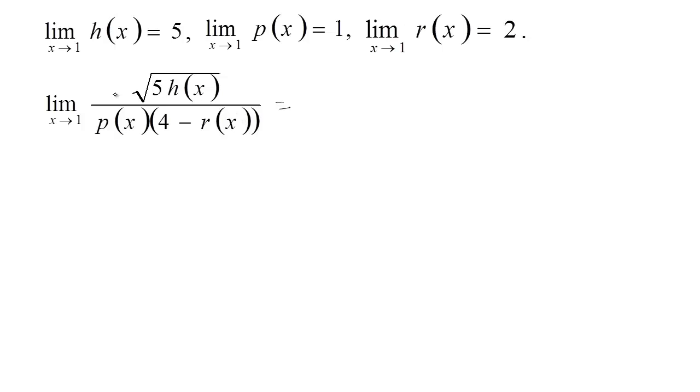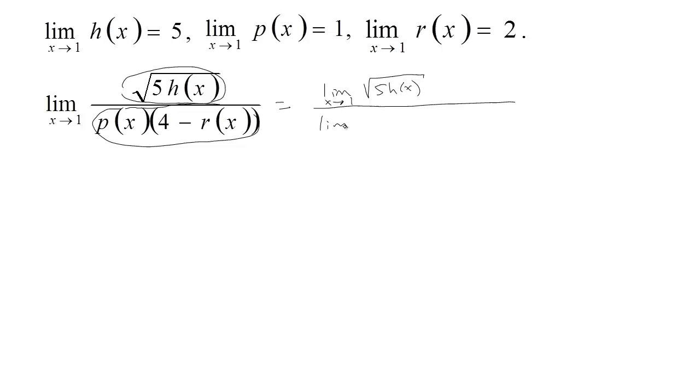Now the first thing I notice is that we have one function, maybe a little complicated here, divided by another function, and that gives me a hint that I could use the quotient rule. So I'm going to take the limit as x tends to 1 of the square root of 5 times h of x, and divide by the limit as x tends to 1 of p of x, 4 minus r of x. And what I've done is to apply the quotient rule. So I'll just label this so everyone can see what rule I'm using, right? The quotient rule for limits.